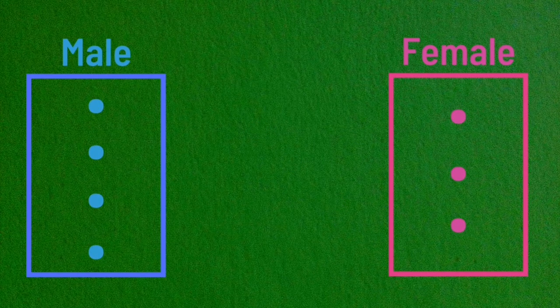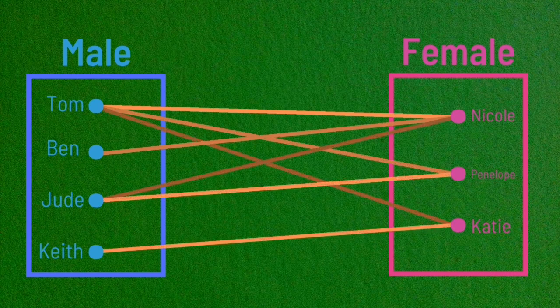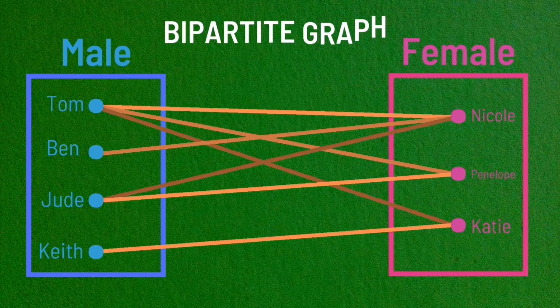We can name these nodes. This node is Tom, this is Ben, Jude, Keith, blah blah blah. Then on the women's side is Nicole, Penelope, Kitty, and more. The edges represent partners. Tom and Nicole are partners, so connect them. So is Tom and Penelope. Then Kitty, and more. As you can see, this is an example of a bipartite graph.